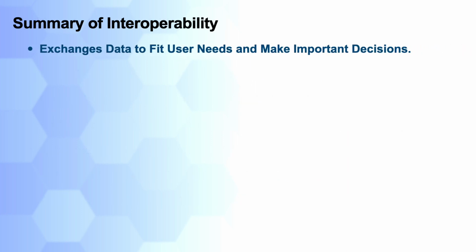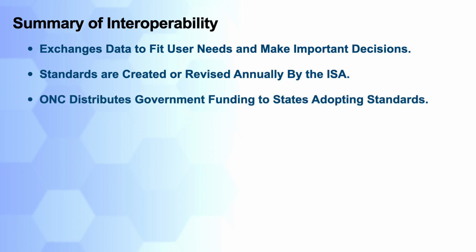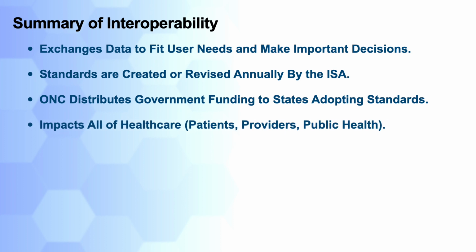In summary, interoperability standardizes the exchange of healthcare data to be machine and human readable. This is designed to fit the unique needs of each end user as they make important healthcare decisions each day. Interoperability standards are created and revised annually by the ISA. The ONC then awards funding to state PHAs that implement and comply with those standards. This impacts everyone in healthcare, from patients to providers, to public health agencies within the communities where we live.